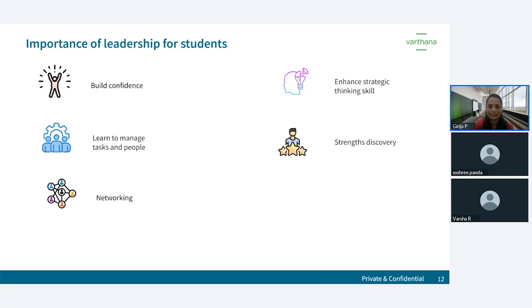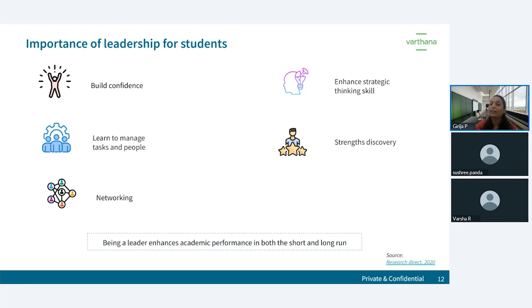Along with this, there is the benefit of student leadership in your career. Research also says that if you're a leader, it will enhance your academic performance in the shorter and the longer run as well. Now we talked about how student leadership benefits you. Let's move ahead and see how it can help you grow in your career.